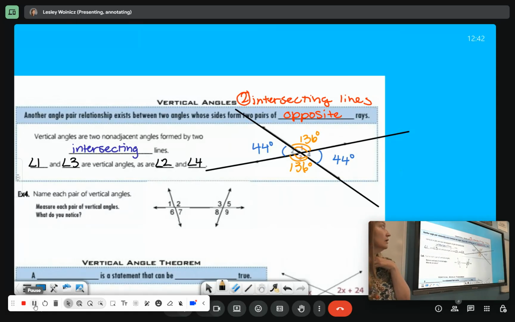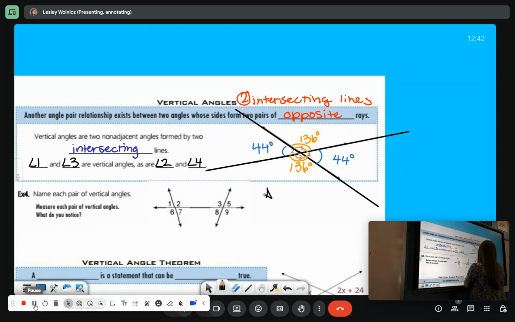Can we write this down, please? The vertical angle theorem says that vertical angles are congruent.